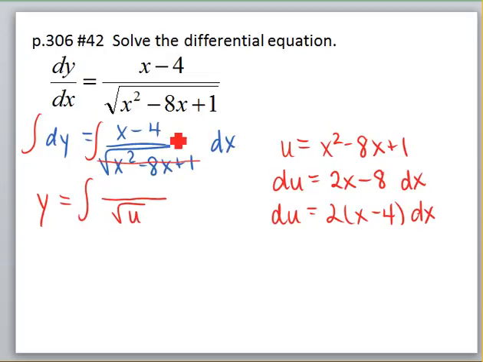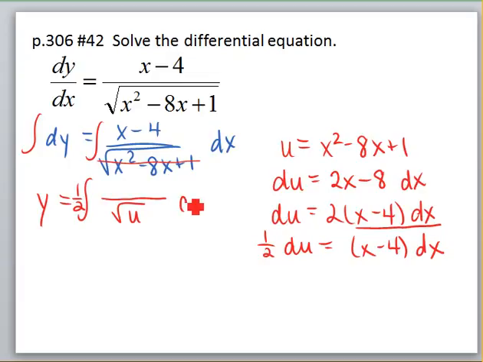That takes care of this part. I need an x minus 4 dx. That's right here. So I need to move my 2 over and make it a 1/2 du is equal to this x minus 4 dx. So I'm going to put my 1/2 out front, like I always like to do, and my du here, which means there's just a 1 sitting here.